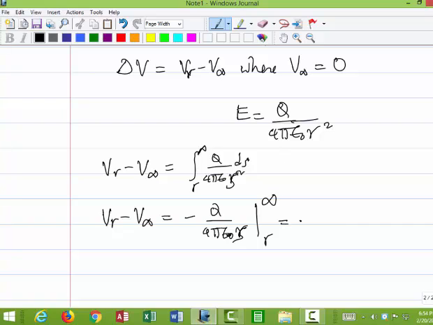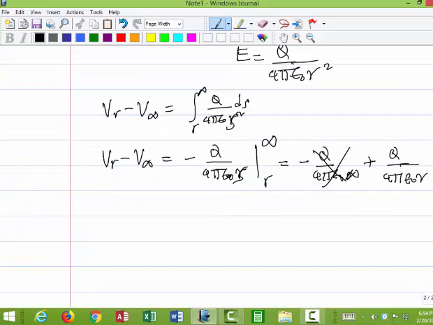And this can be written as, the first one is minus Q over 4 pi epsilon naught infinity, plus Q over 4 pi epsilon naught R. So this part goes away. And so we shall say the potential at R is equal to Q over 4 pi epsilon naught R.